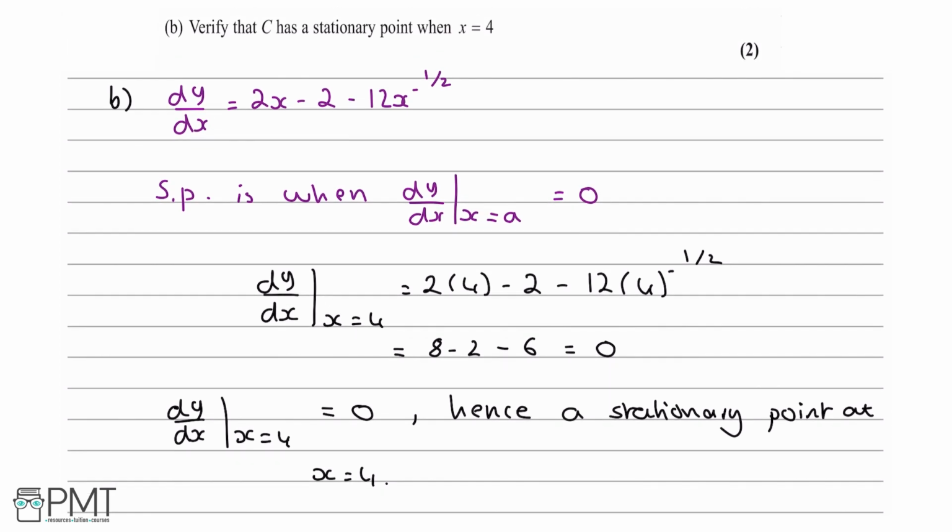Your first mark comes from being aware that you need to substitute x equals 4 into your expression for dy by dx. So this line of working here will get you your first mark. Your second mark will come from showing that dy by dx equals 0, and then using it in your argument to say hence a stationary point at x equals 4. Now bear in mind that saying dy by dx at x equals 4 equals 0 and hence a stationary point at x equals 4 are both required to get the second mark for this question. So if you only have one of them, you don't get any credit.